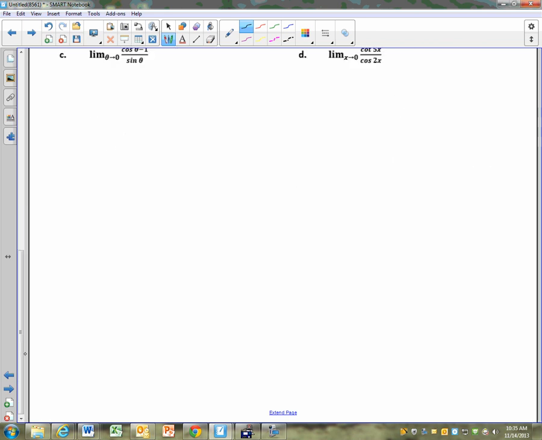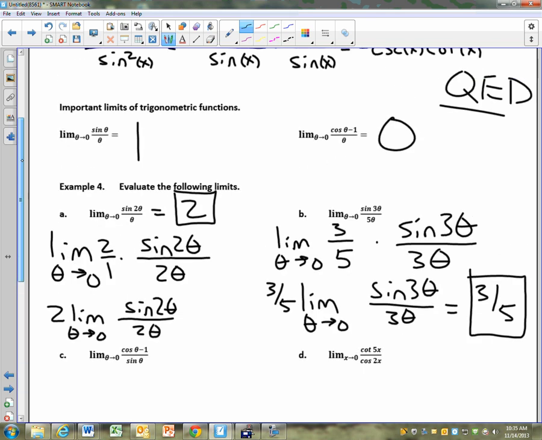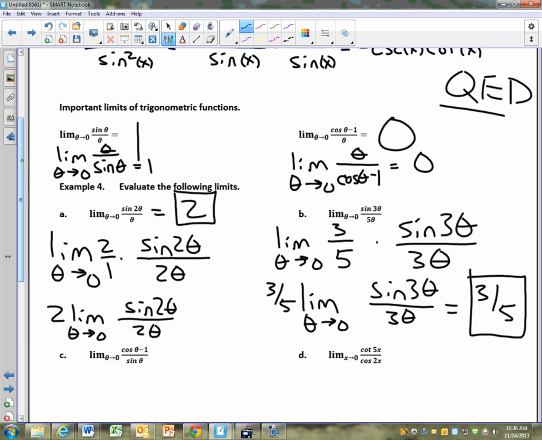Can't just pull a theta out of the bottom. Doesn't work like that. Now, here's something important, people. I want to show you. Go up here and write this. The limit as theta approaches 0 of theta over sine of theta also equals 1. If the original function is 1, then the reciprocal is also 1. And so the limit as theta approaches 0 of theta over cosine of theta minus 1, that's also going to be 0. So you can flip them upside down and they're the same.